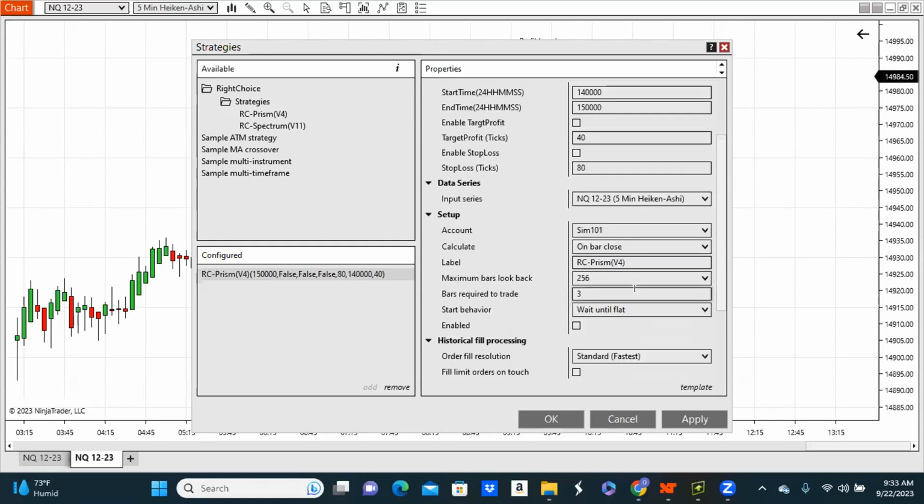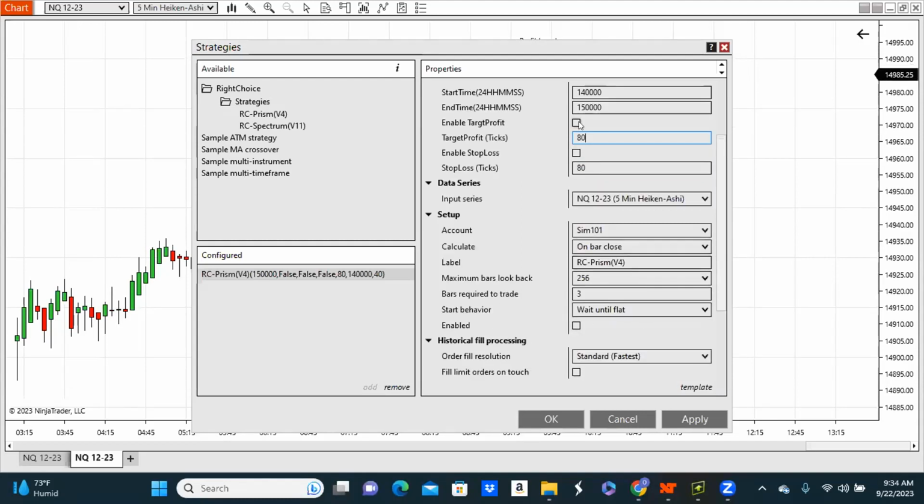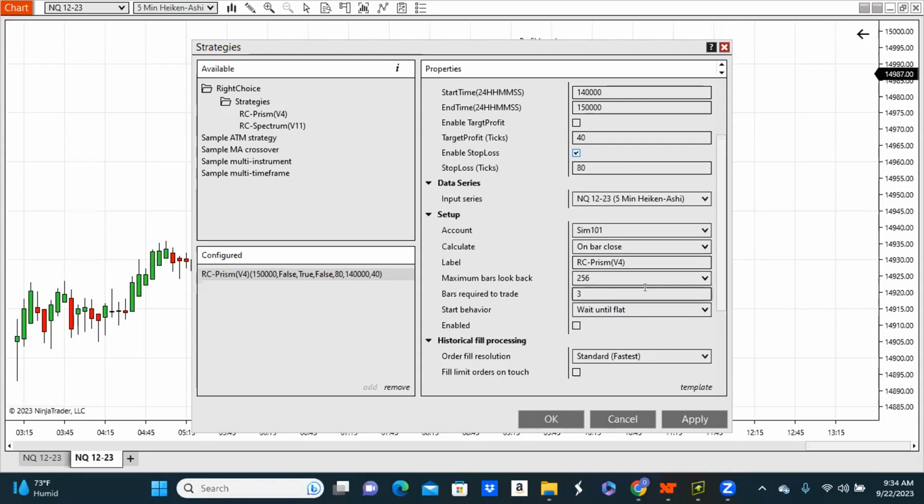If you don't want to put any time and you are in front of the system, you can just uncheck that time and keep it running. For enable TP and stop loss, here you can use 80/80 because we are using 5 minutes. Or you can just enable the stop loss. No need for a target. Just put a stop loss because it's a higher time frame. We don't want to take a risk, and just select the enable button.